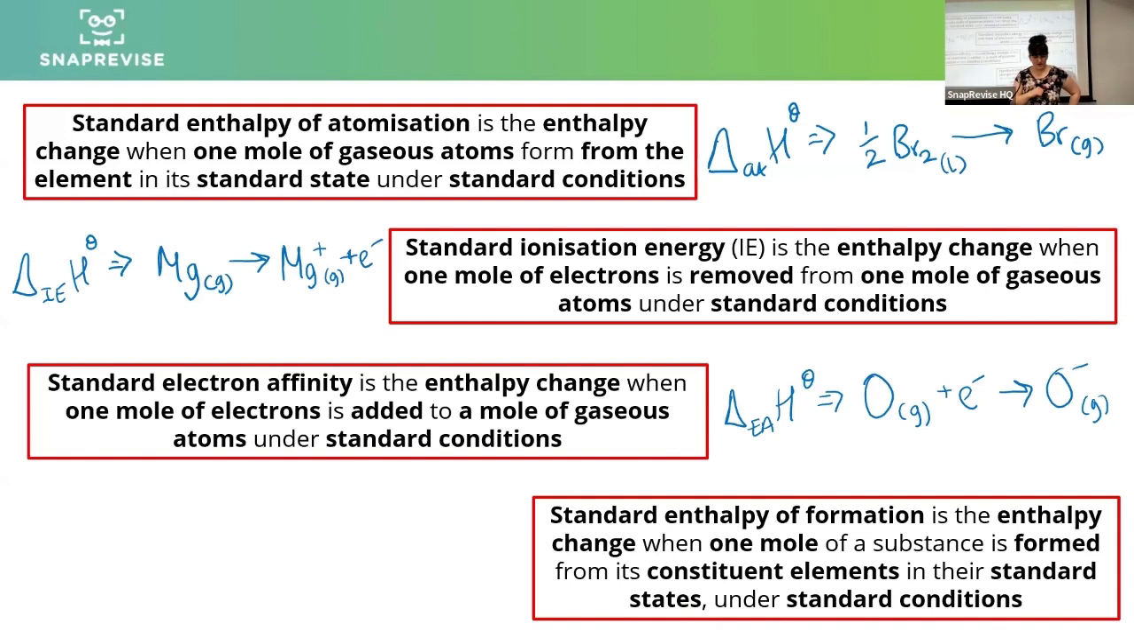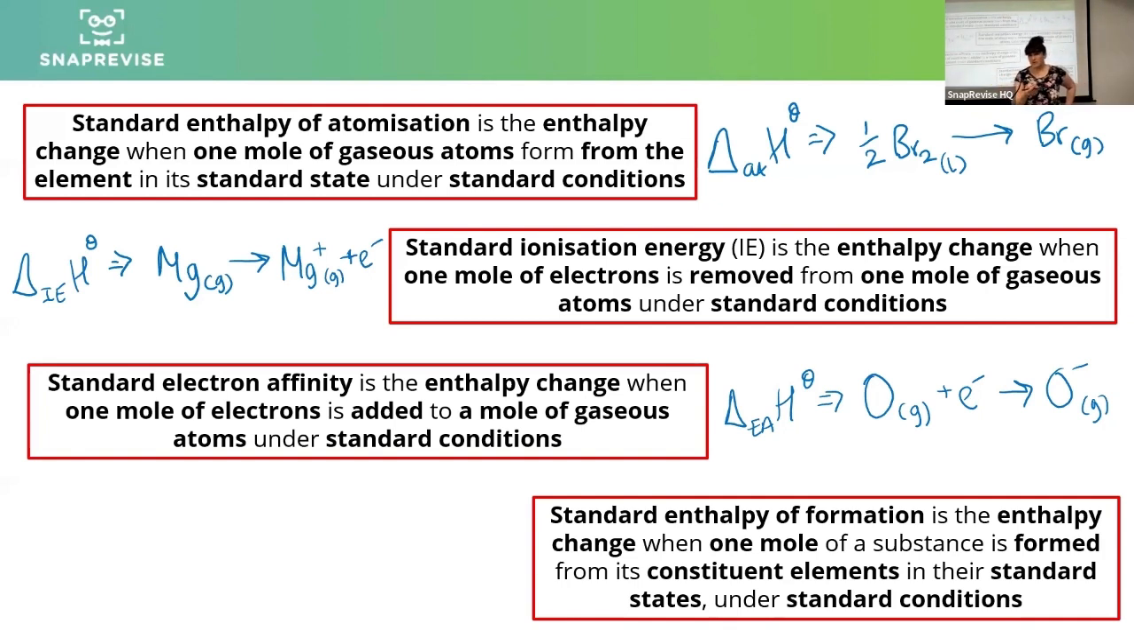And then finally, just as a comparison to what we did earlier, standard enthalpy of formation. Sorry, this is what we did yesterday, and it is different to lattice enthalpy of formation. This is standard enthalpy of formation, which is the enthalpy change when 1 mole of a substance is formed from its constituent elements in their standard states. Lattice enthalpy of formation is the formation of 1 mole of an ionic solid from gaseous ions. This is the formation of 1 mole of a substance from its constituent elements in their standard states under standard conditions. A subtle difference, but an important one nonetheless.